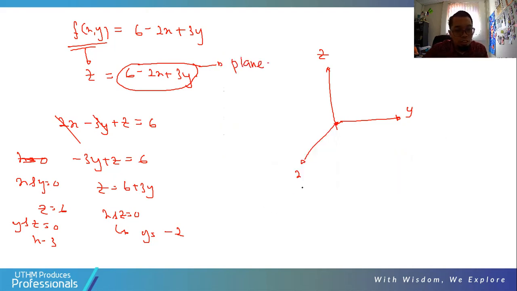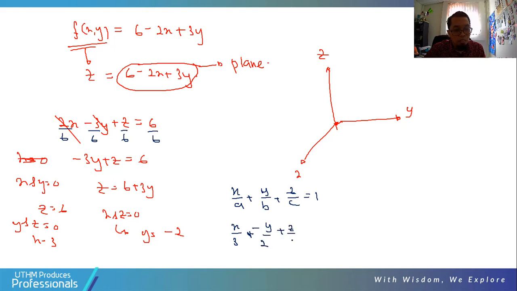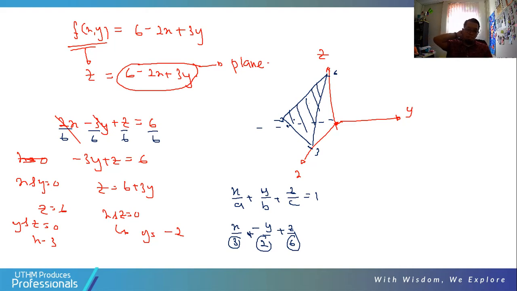Okay, the second step, you rearrange in this form for the plane. You know the basic equation is x over a plus y over b plus z over c equal to 1. To get equal to 1, you divide by 6, so 6 divided by 6. Then you get x over 3 plus y over negative 2 plus z over 6. So these are the coordinates for a, b, c: x equal to 3, y equal to negative 2, z equal to 6. Then you join them and you get the plane. Okay, this is how you can sketch the 3D.